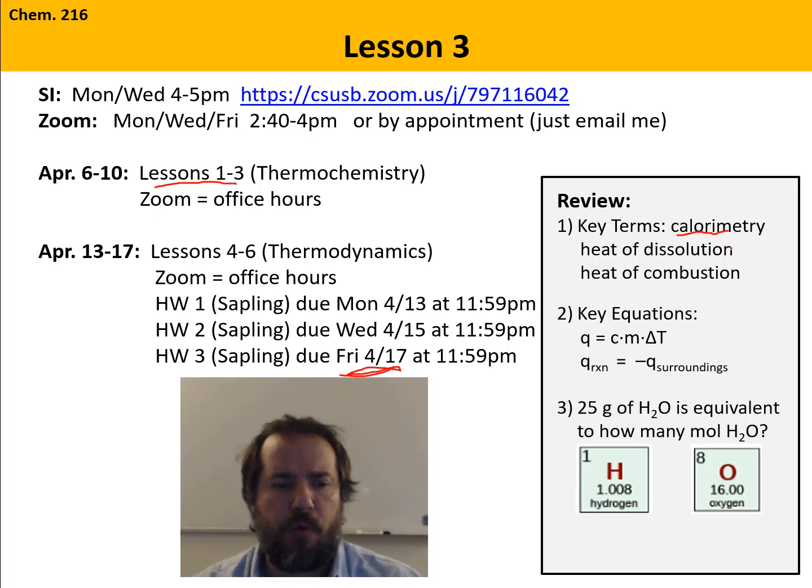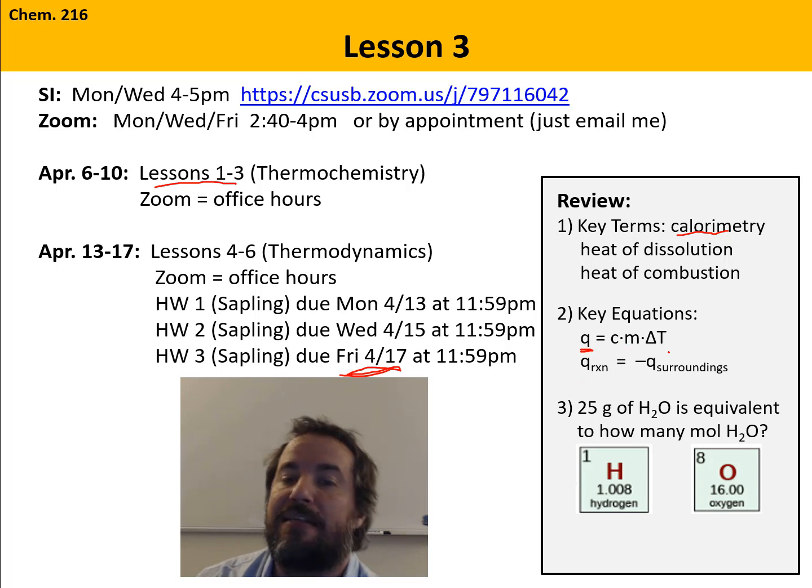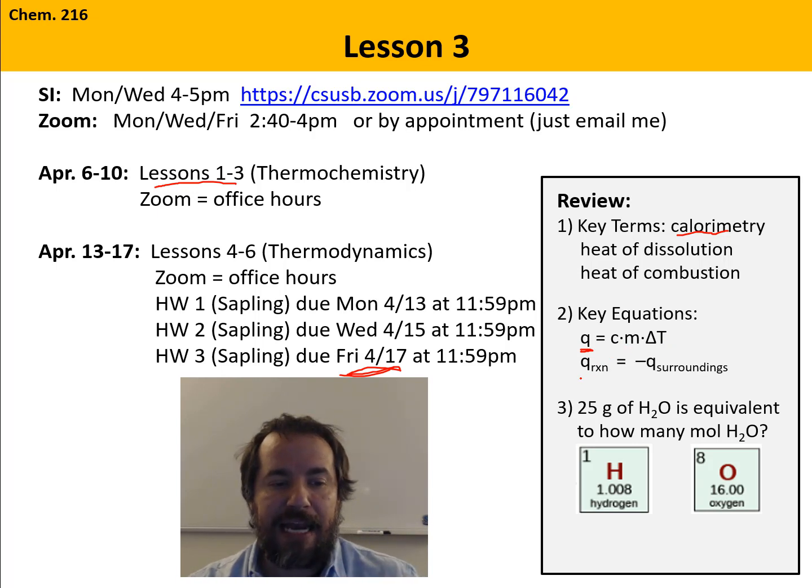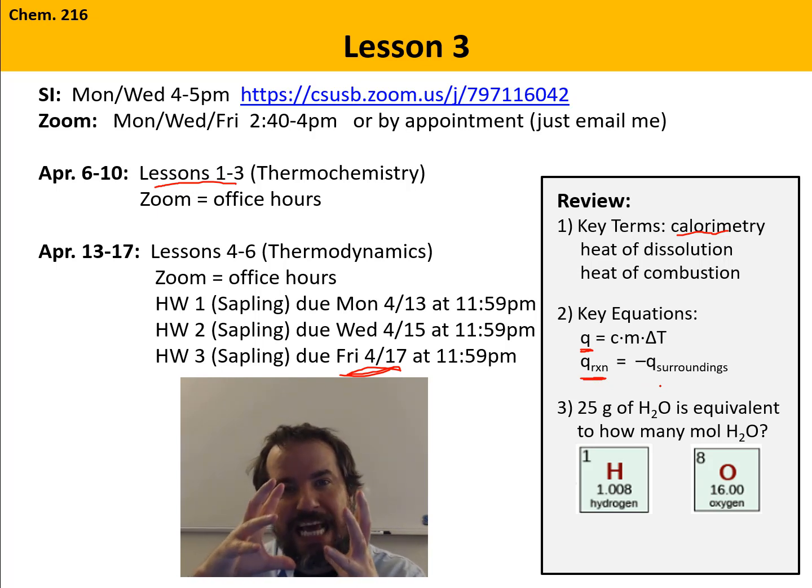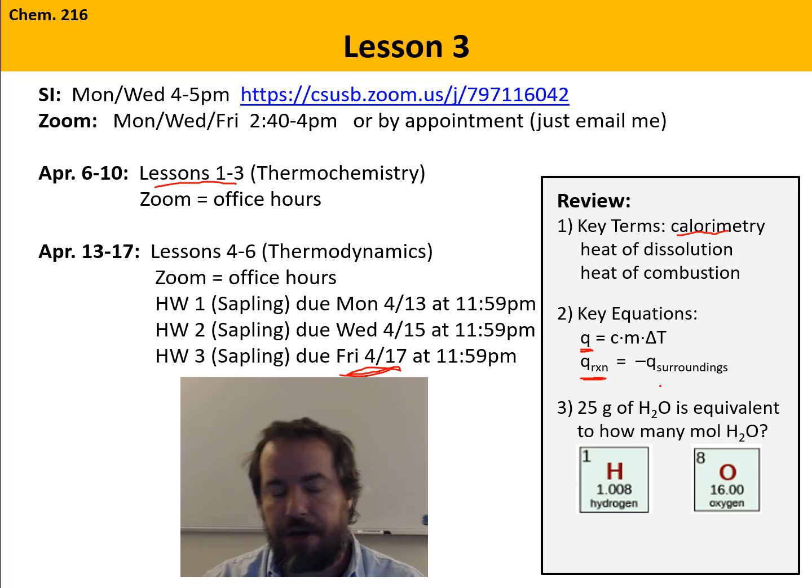We had some key equations, right? So we can find the heat for a calorimeter based on C times mass times delta T. And then in a calorimeter, Q of a reaction equals negative Q of the surroundings. And the surroundings, that's the calorimeter itself, the water.